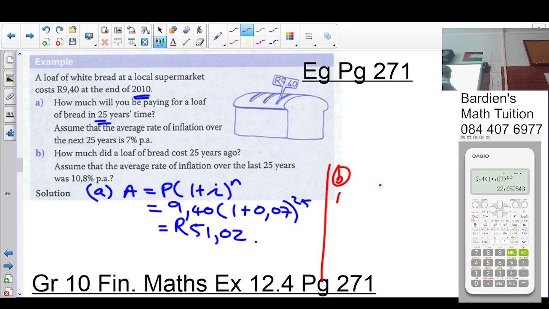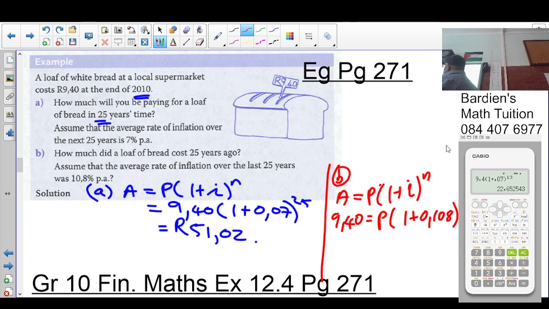Alright, so again, the inflation formula A is equal to P into 1 plus i to the exponent n. But they want to know the cost of the bread 25 years ago. So I'm actually working out the P value. So it's going to be 940 is equal to P into 1 plus 10.8%, so 0.108, to the exponent 25. So how do I get P on its own? I divide both sides by the interest factor, 1 plus 0.108 to the exponent 25.